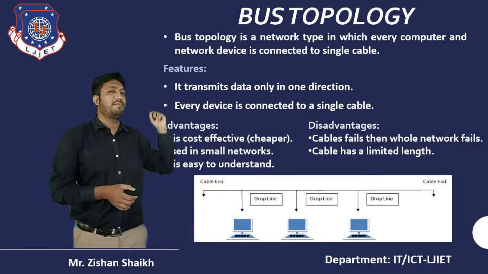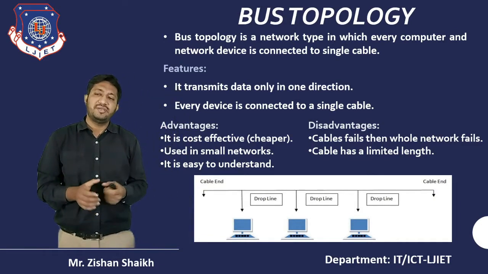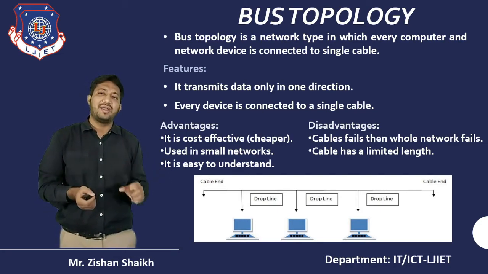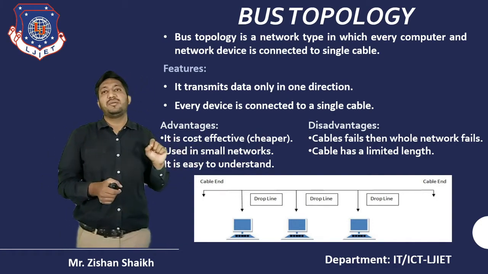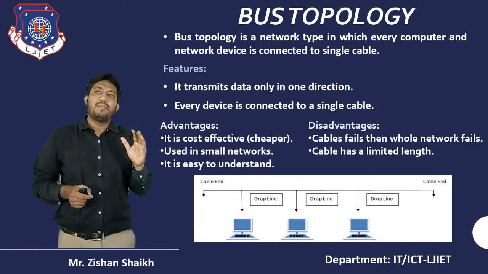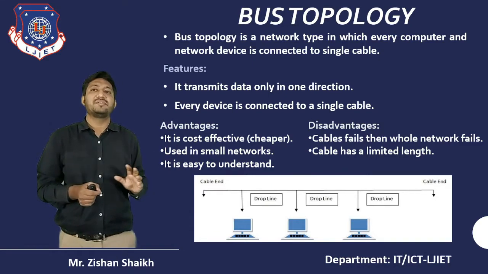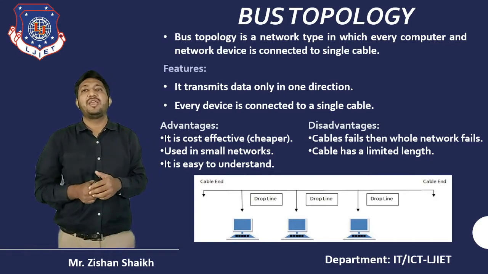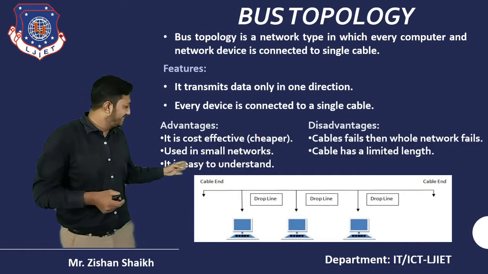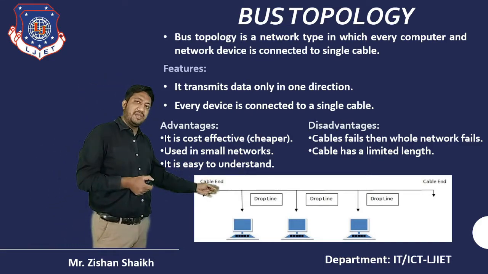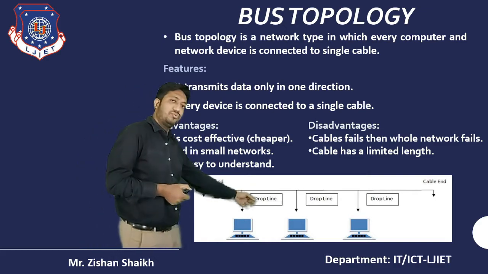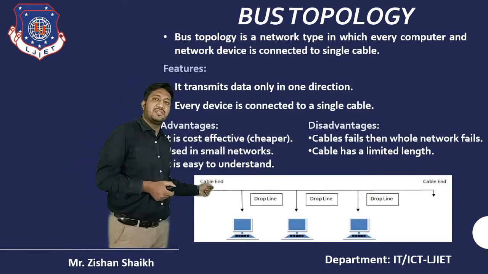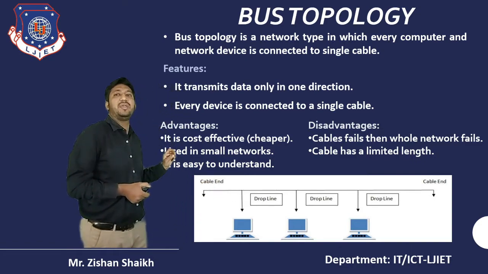First is the bus topology. Bus topology is a network type in which every computer and network device is connected with a single cable only. A number of devices are connected with a single line cable, or network cable. You can see that topology architecture in our figure: device 1, device 2, device 3. All those devices are connected with each other via this cable line only.